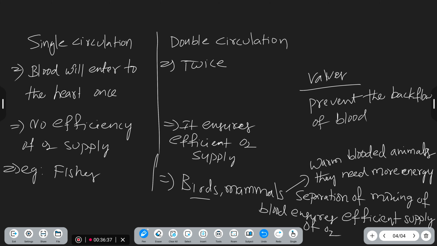So this is also very important. And where are the valves present? Which blood vessel contains the valves? Very good. Valves are present in the veins. Valves are absent in case of arteries. Understood? So what is the function of valves? It prevents the backflow of blood. Understood?